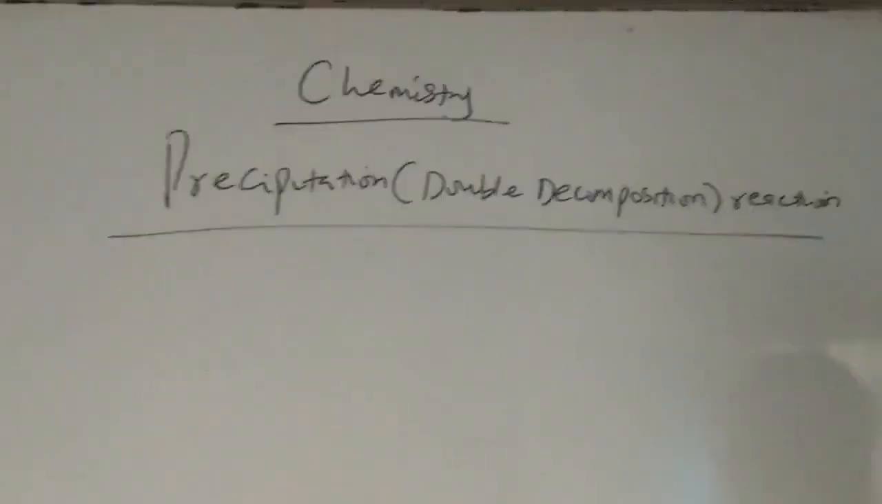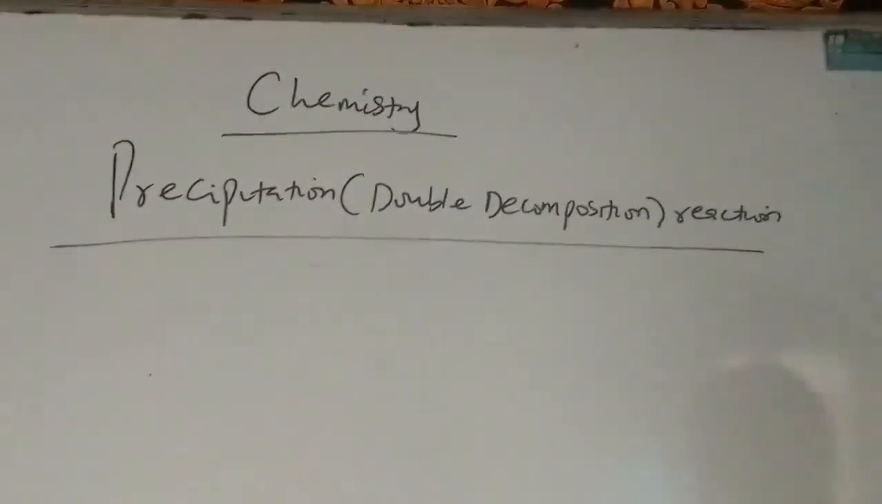So welcome to today's chemistry tutorial content. Today we're going to look at precipitation reaction, otherwise known as double decomposition reaction. This class is meant for those in senior secondary 2 and senior secondary 3, and also for those in their first years in university who are not all that good in chemistry.